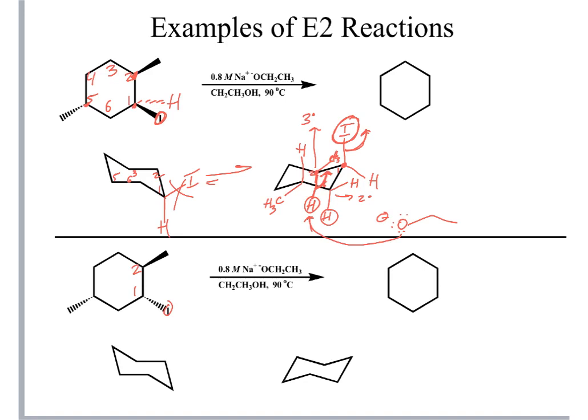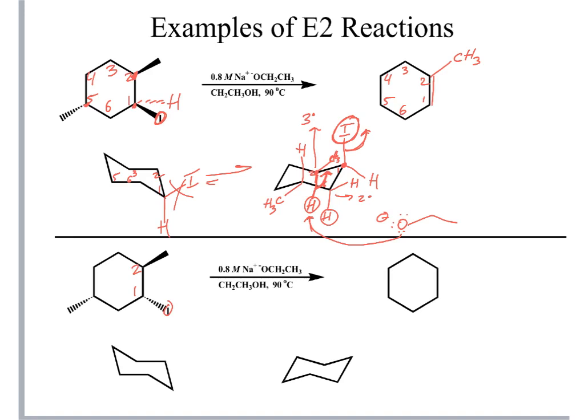Our product, therefore, will have a double bond between carbons 1 and 2. 1, 2, 3. Double bond, and fill in the missing groups. I have a methyl group at carbon number 2. Notice that I will not draw either wedged nor hashed bond because now this carbon is trigonal planar and therefore all 3 groups connected to that carbon are in the same plane.